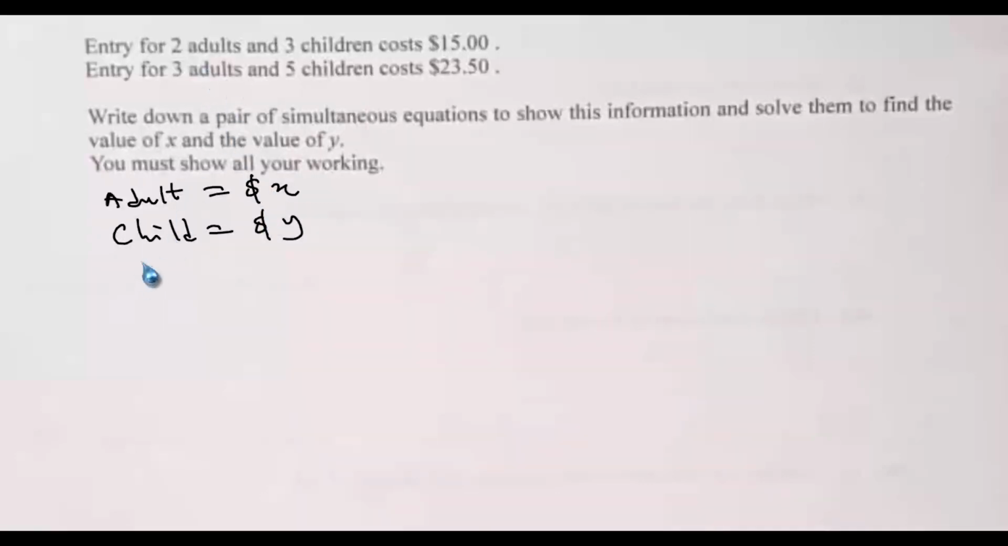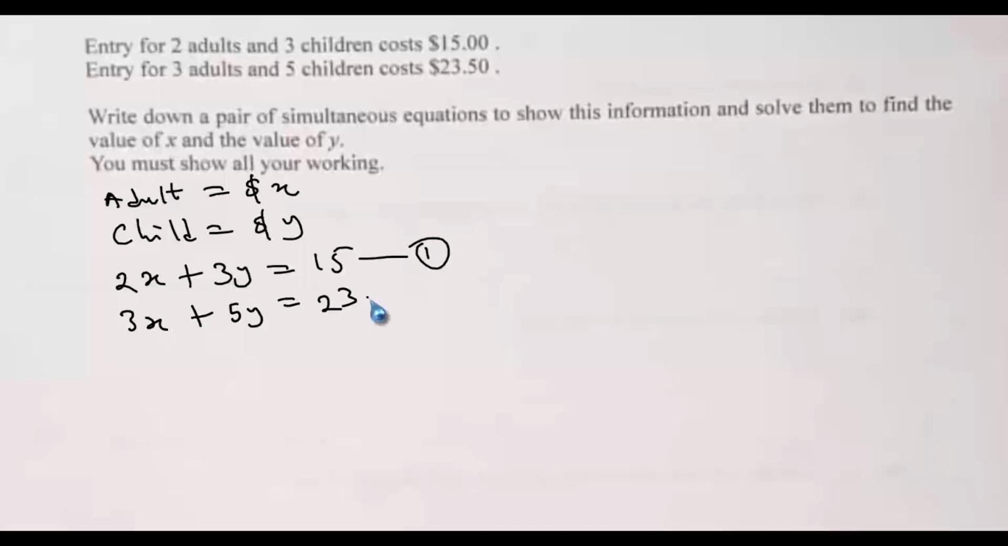So 2 adults will be 2x plus 3 children, it will be 3y equals to 15. You can call this equation 1. Then you also have 3 adults, that will be 3x plus 5 children, that will be 5y, then equals to 23.5. You can call this 2.